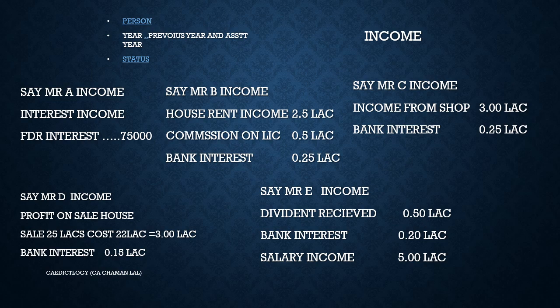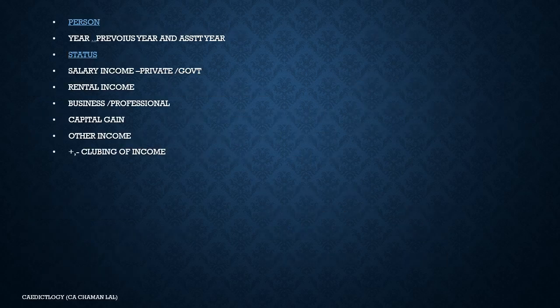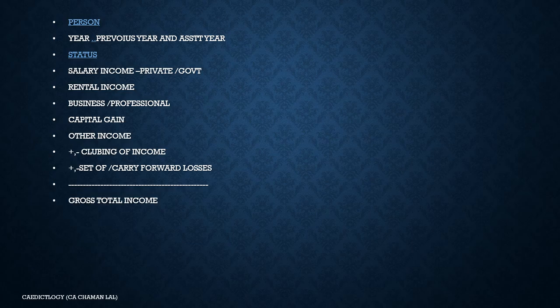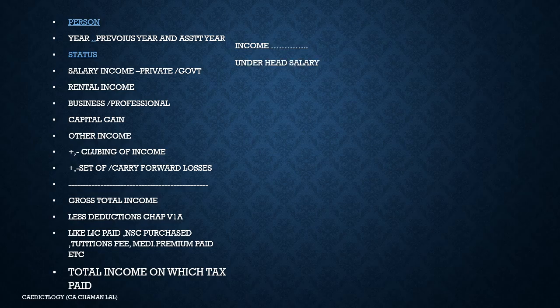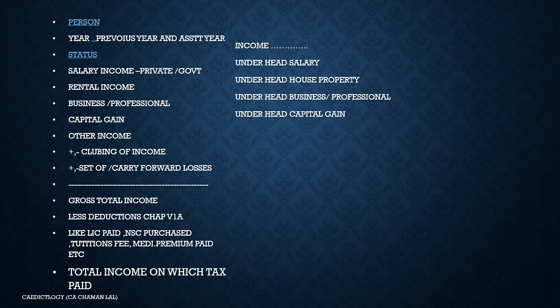For income tax, the sequence of income must be uniform. Let's see the sequence of income. First salary income, then rental income, then business income, capital gain income, other income, and clubbing of income. Clubbing of income is another chapter, and set off and carry forward of losses is also another chapter.